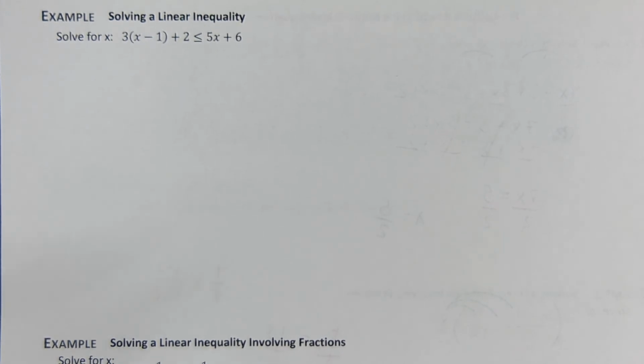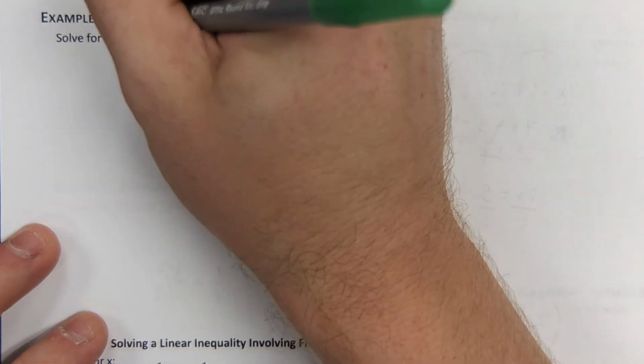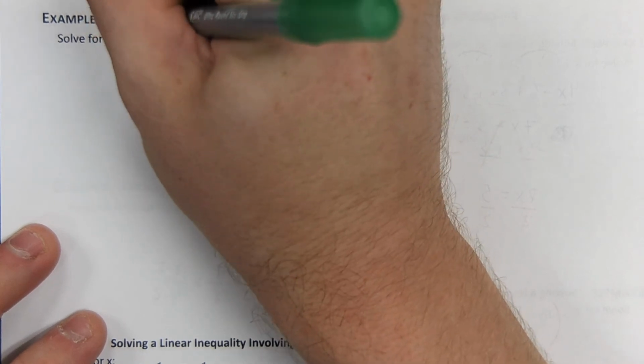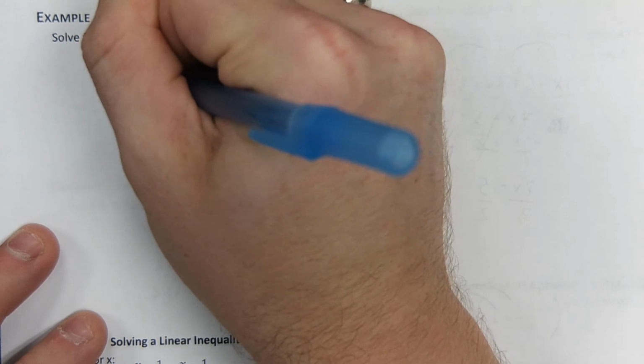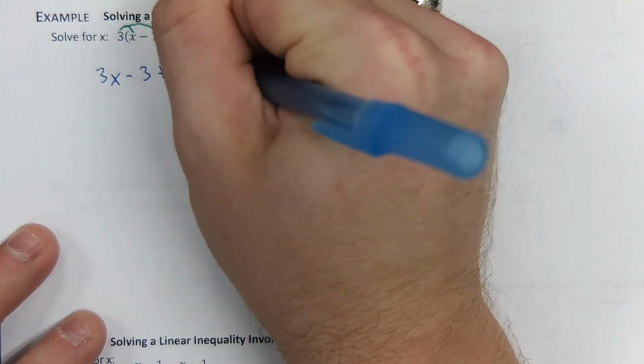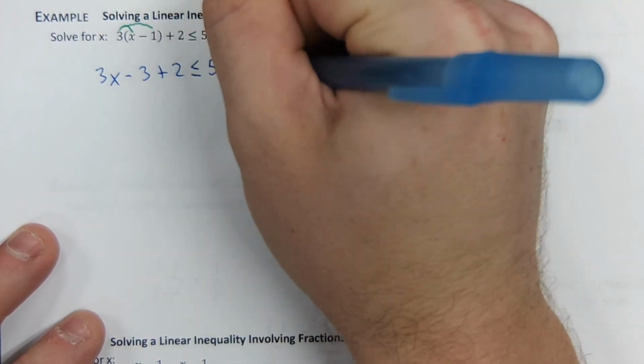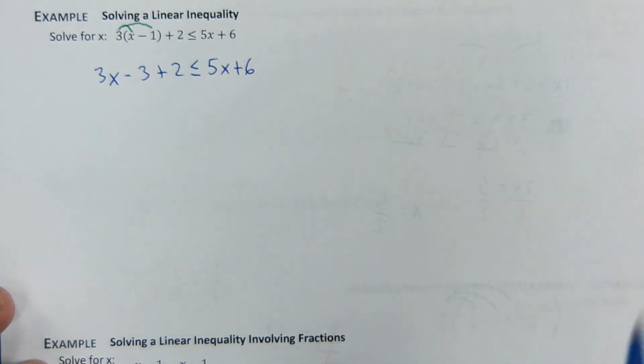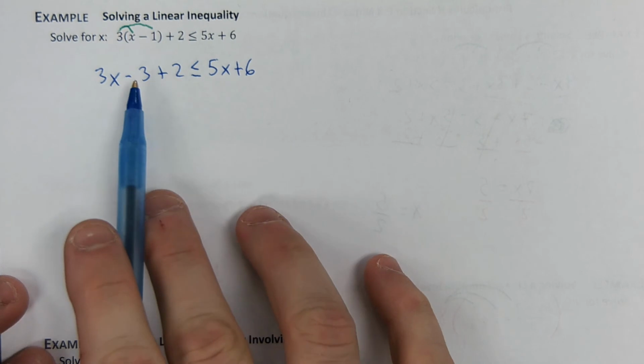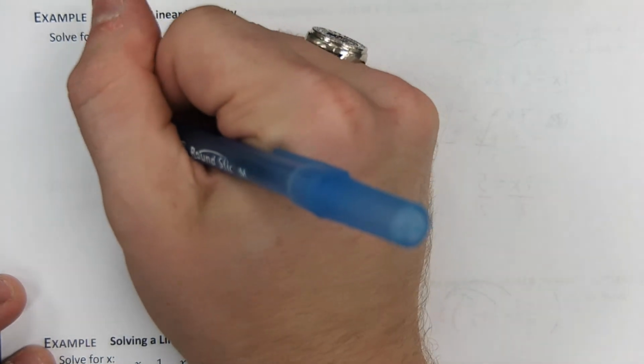At the beginning, there's not going to be anything really different from what we were doing before. We treat them as equal signs for most of the time. That means distribution will be our first step. Distribute this 3 to here and here. And nothing has happened anywhere else. Combine my terms, -3 plus 2, that's -1.